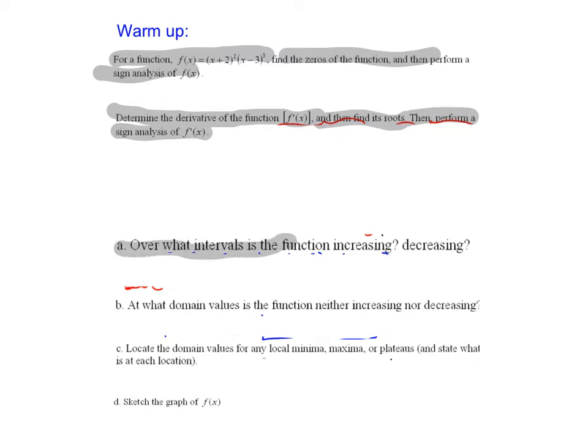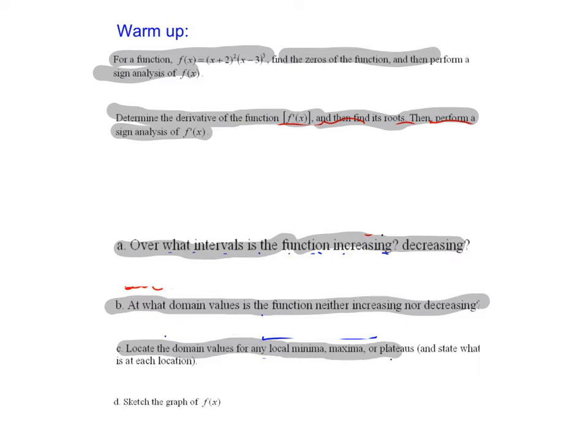Over what intervals is the function increasing, decreasing? At what domain values is the function neither increasing or decreasing? Locate the domain values for any local minima, maxima, or plateaus. And what is it at each spot? And then sketch the function. So let's do this now. So go ahead and pause the video and try to do as much as you can.